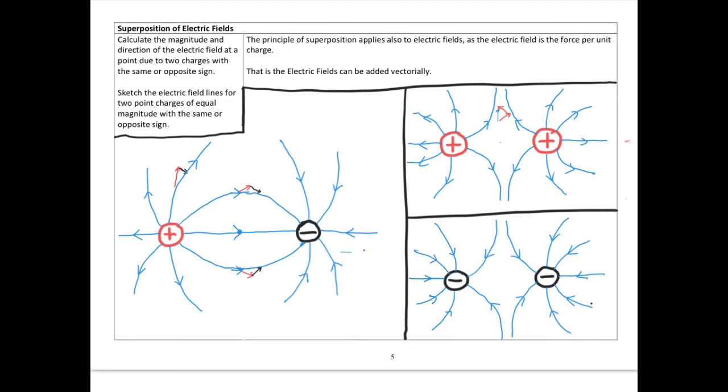So there we have it. We have the electric field due to two opposite charges, and two with the same, because there's two possibilities there. So that is the first part of superposition of electric fields. We're going to now look at some more complex examples.